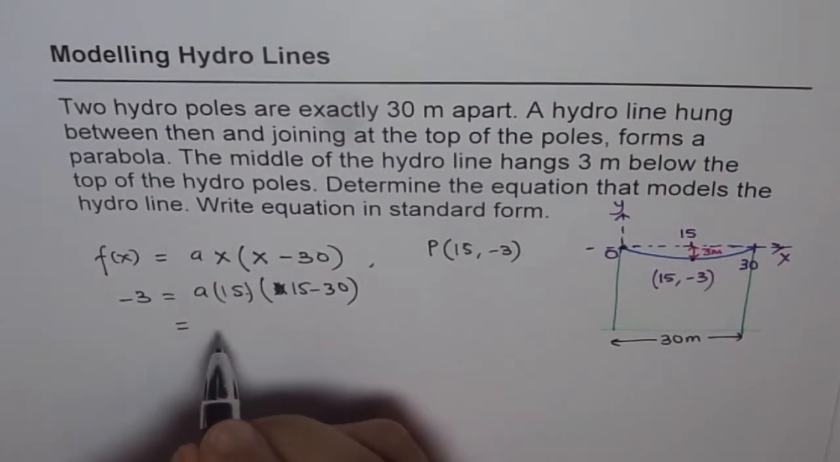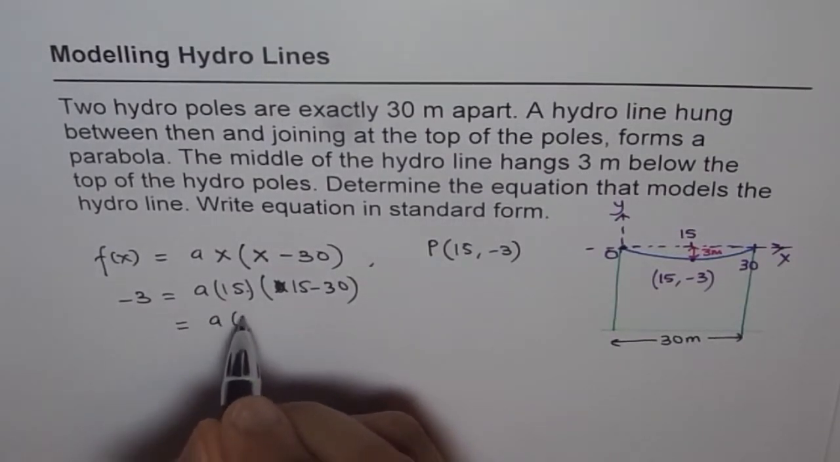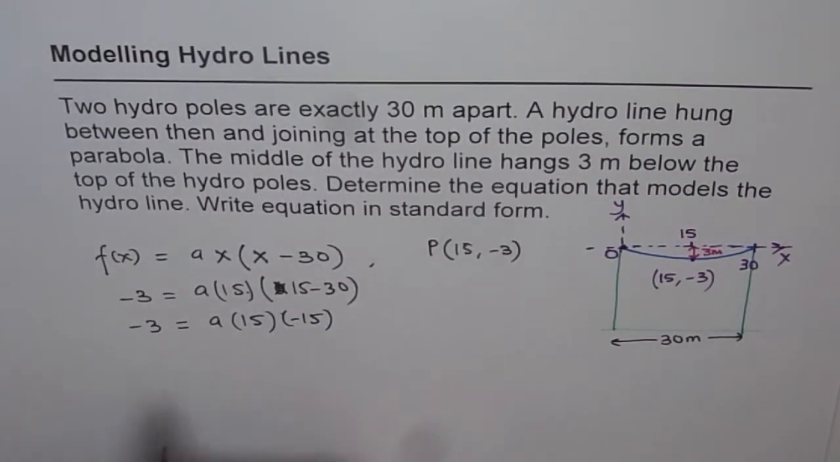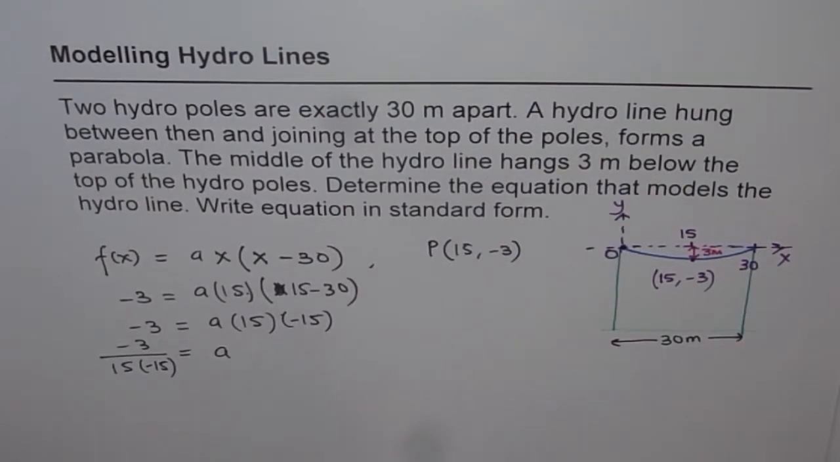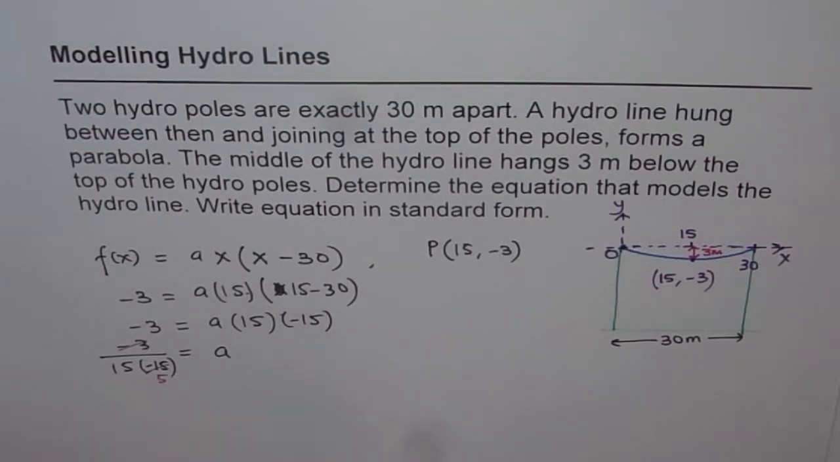So that gives us 15 times minus 15, right? So it is a times 15 times minus 15 is minus 3. And therefore a is equal to minus 3 divided by 15 times minus 15. Now this can be simplified. Minus 3 will go 5 times, right? And therefore we get the value of a as equal to 1 over 5 times 15, which is 75.